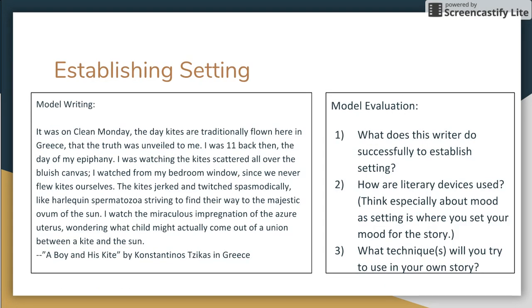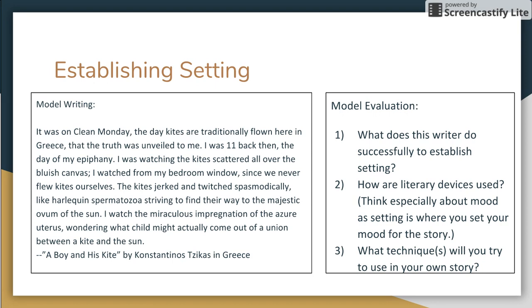So to make our Writing Wednesday as purposeful as possible, we'll often look at professional models or student models to help drive our own writing. The first model we're going to take a look at is from a short story written by a Greek writer. And we're going to use his scene setting moment as a way to model how effective writers establish setting. So what I'd love for you to do is pause the screencast, read out loud, or in your head, the scene setting moment here.